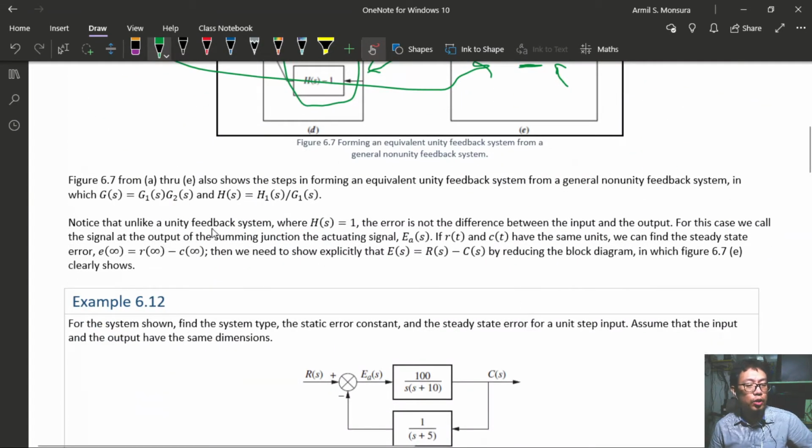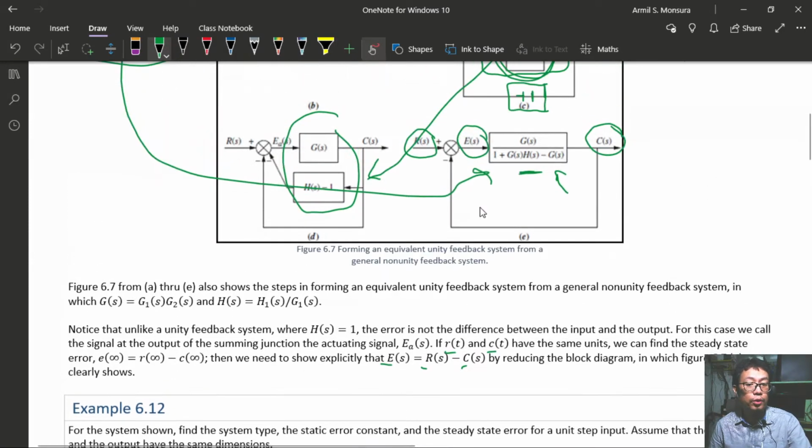So, notice that unlike a unity feedback system where you have 1 as your feedback, the error is not simply the difference between the input and the output. For this case, we call the signal at the output of the summing junction the actuating signal. Pero that would be the case kung magkaiba yung units ng C at saka ng R. Pero kapag yung ating R at saka yung C have the same units, we can still find the steady state error. But we have to explicitly show that E is R minus C, by reducing your block diagram to this form first.